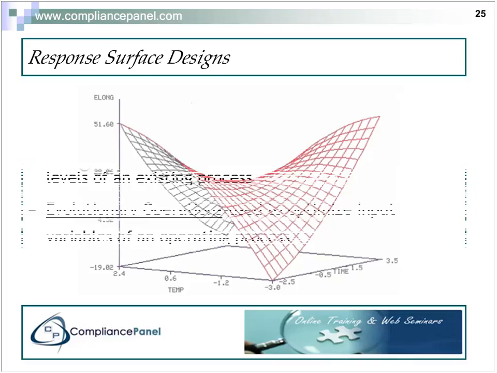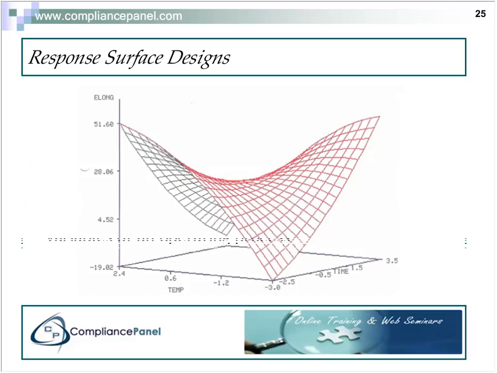And you end up with some kind of a drawing like this. This was a computer-generated result of a process that had 3 elements to it: time, temperature, and elongation of the particular material that was being manufactured. And in this particular case, the ideal setting was the kind of the shoulder there, or the middle of that red area in the curve. That was the ideal setting of the process.